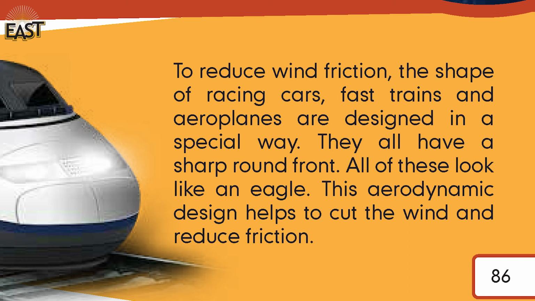To reduce wind friction, the shape of racing cars, fast trains and aeroplanes are designed in a special way. They all have a sharp round front. All of these look like an eagle. This aerodynamic design helps to cut the wind and reduce friction.